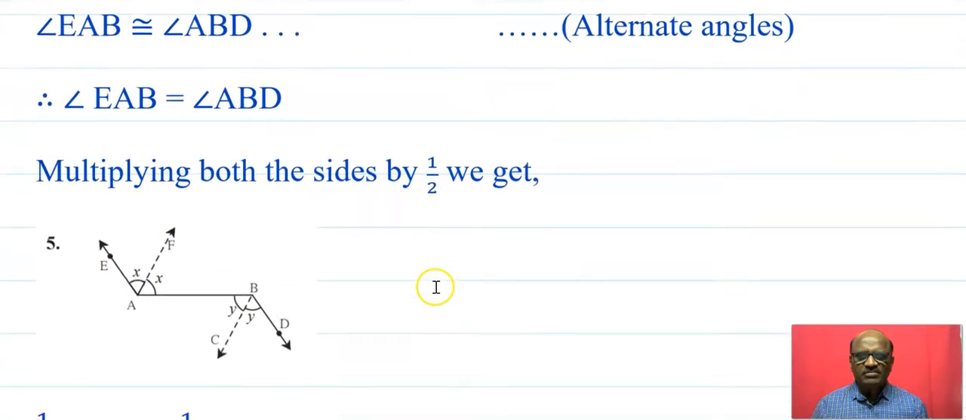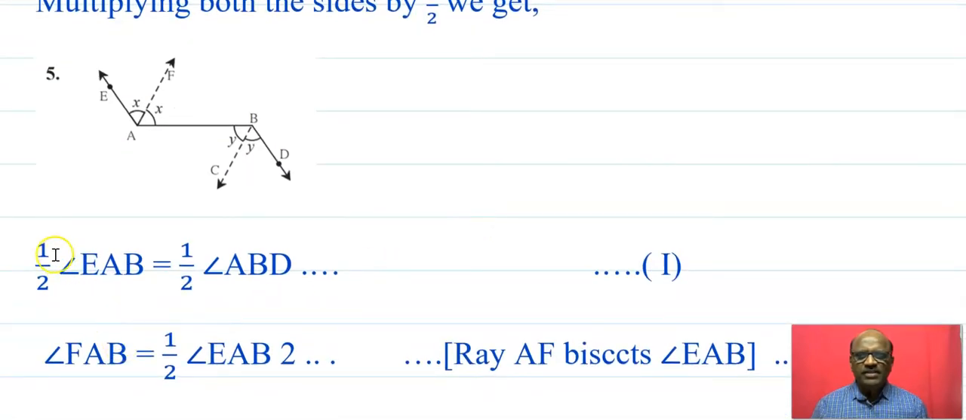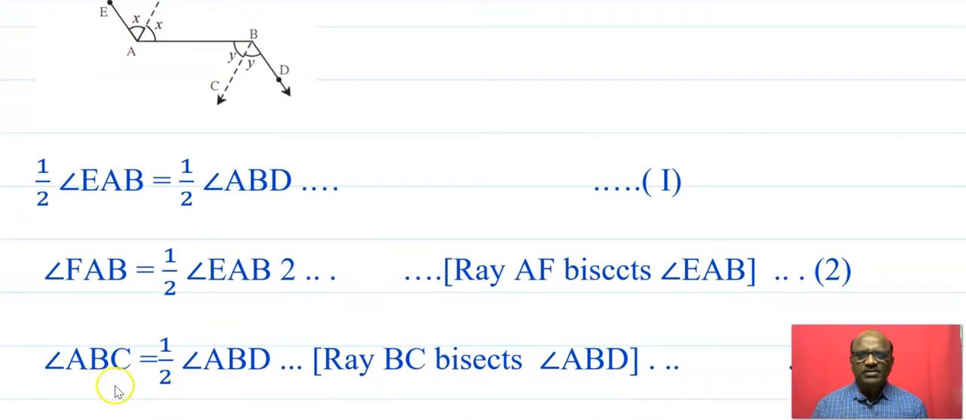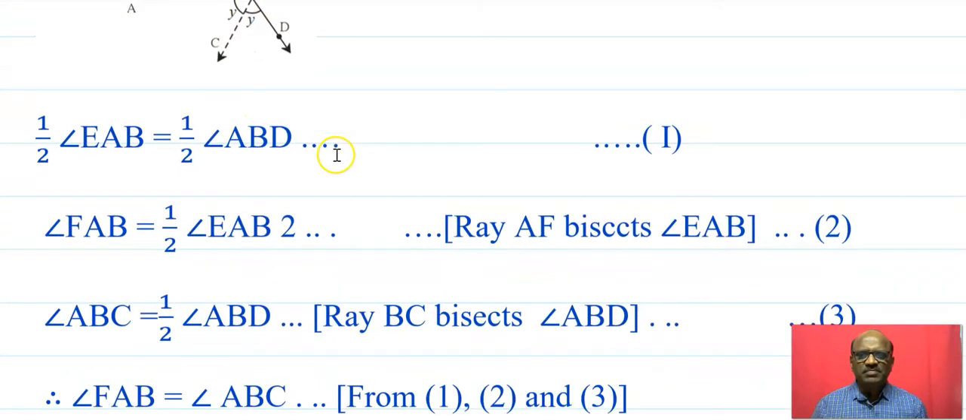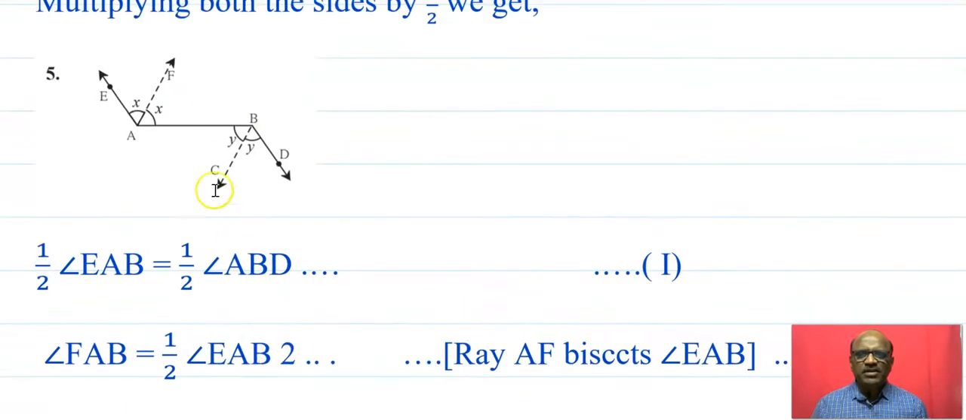Multiply on both sides by 1 upon 2. Therefore, half of EAB is equal to half of ABD. Half of EAB is equal to FAB. It means that half of this EAB is equal to FAB. And the next half of the ABD is equal to angle ABC. This angle ABC. But angle FAB is equal to angle ABC.